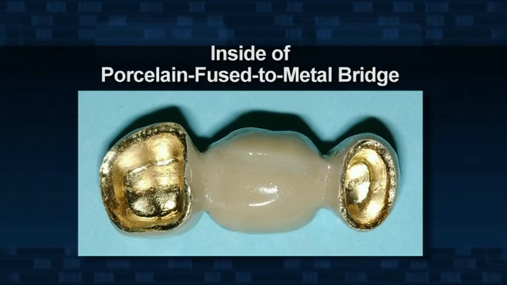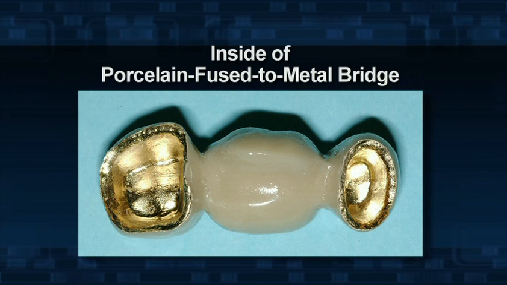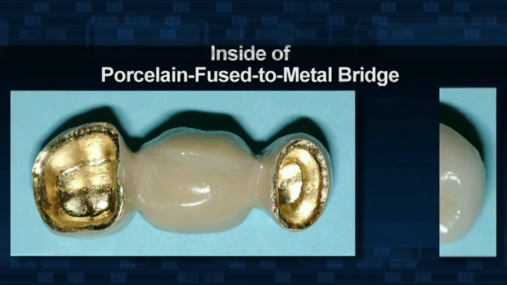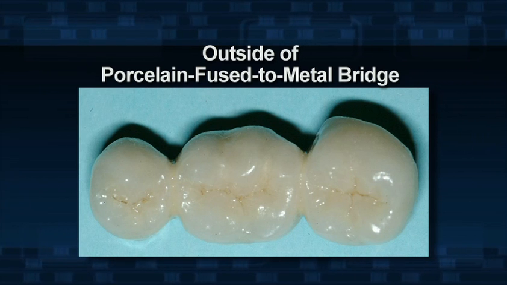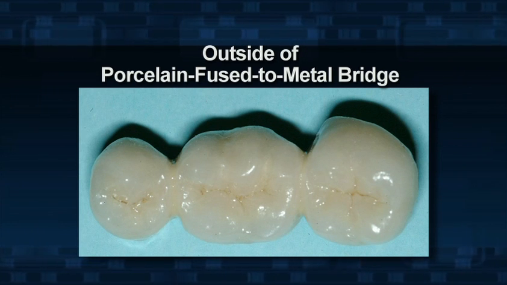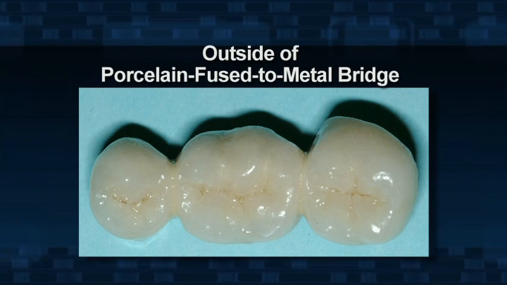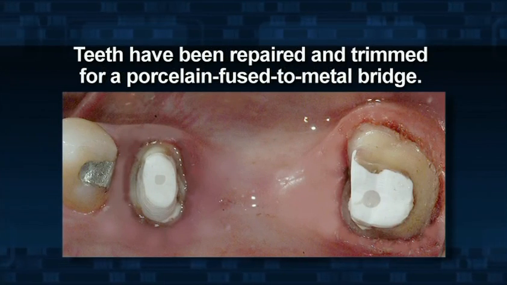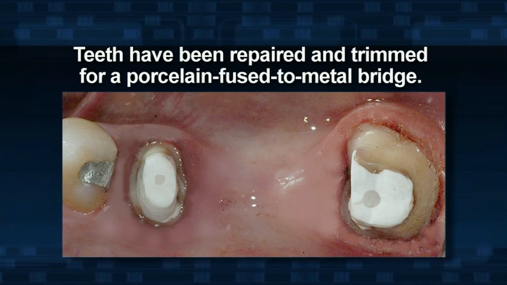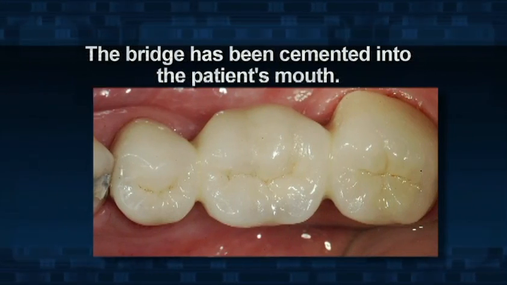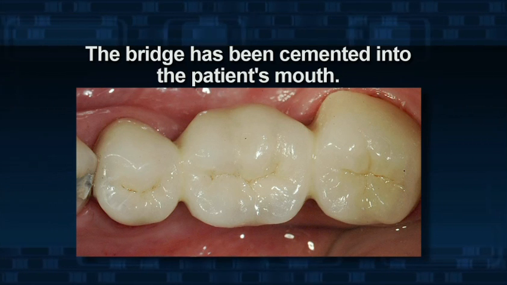There are many types of metal that can be used underneath the ceramic on the surface. The metal provides strength, and the ceramic provides the appearance of natural teeth. Notice the gold-colored alloy on the inside of the bridge. This color will not be observed when the bridge is cemented. The chewing surface of the bridge has the anatomical characteristics, grooves, and minute stains that make the bridge look just like a natural tooth. The teeth to support the bridge have been repaired and trimmed down by the dentist. And the final cemented bridge is both strong and beautiful.